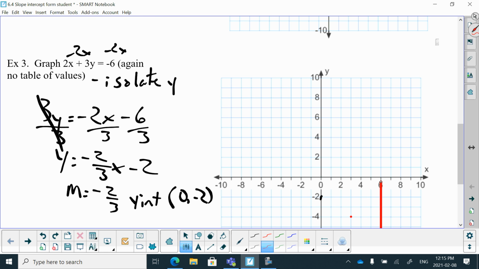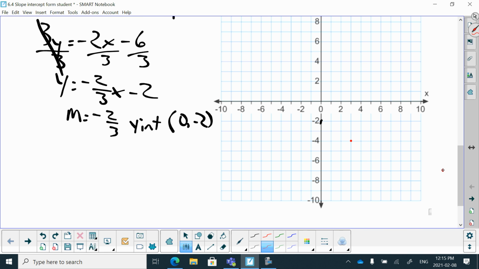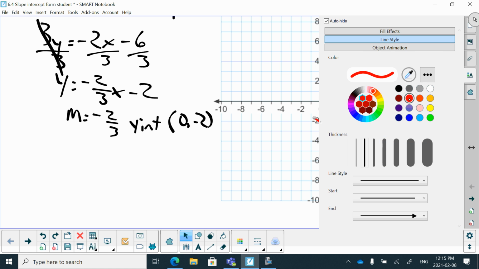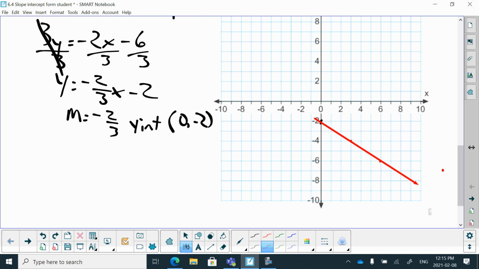Oops. That's the beauty of down 2 and over 3. And now we can connect. Yes. Naturally. Showing off.